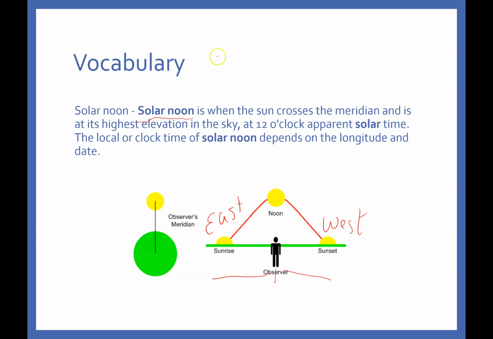So you guys know that noon is 12 o'clock, middle of the day. Okay, solar noon is a bit different. So solar noon is when the sun crosses the meridian, okay, which meridian just means middle, at its highest elevation in the sky. It's at 12 o'clock apparent solar time. It's not always 12 o'clock though. It definitely depends on what time of year it is. So local or clock time of solar noon depends on the longitude and the date.